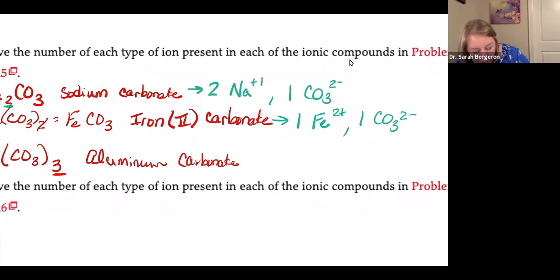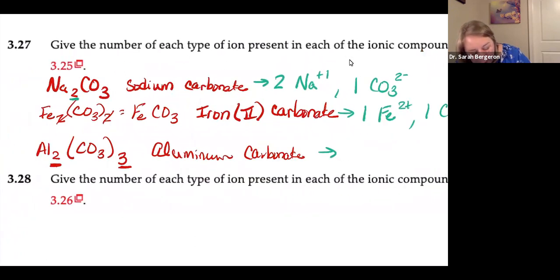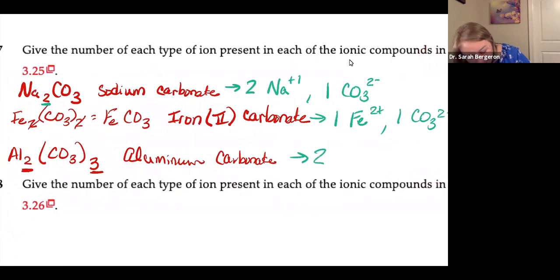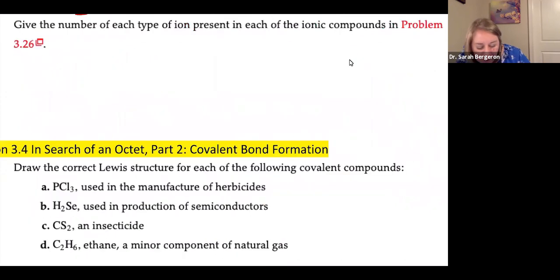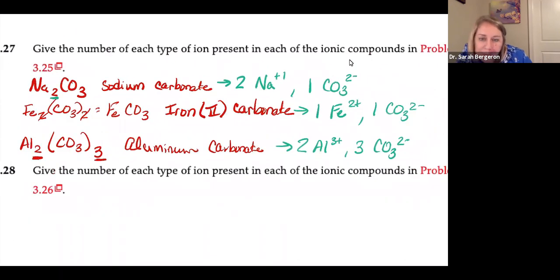Okay, let's look at the last one. In the last one, I have 2 aluminum ions, Al. Now be careful. What's my charge here? 3+. And then I have 3 carbonate ions. Okay, so just be careful, go slowly, and make sure you label them correctly.